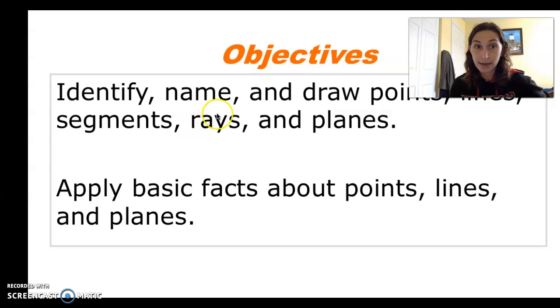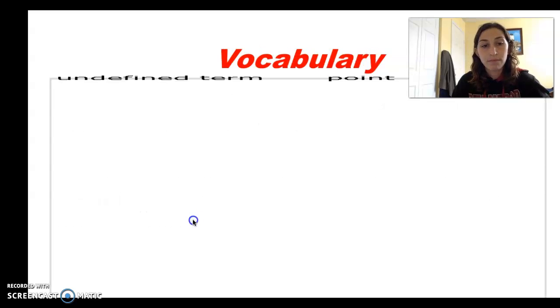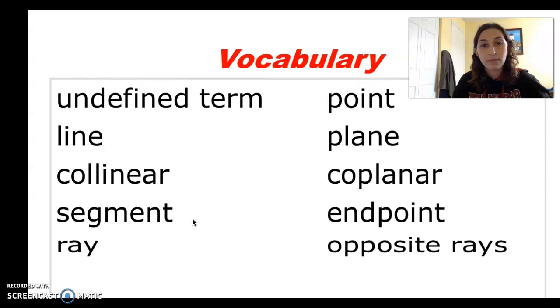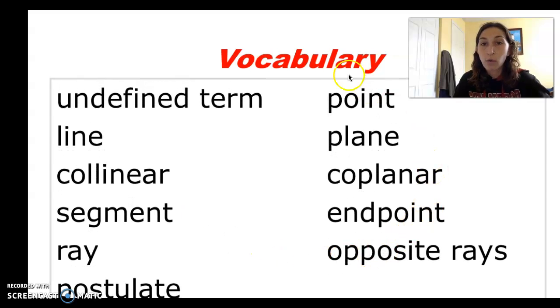So your objective is we're going to identify, name, and draw points, lines, segments, rays, and planes. And we're going to apply basic facts about points, lines, and planes. And just so everyone knows, I'm going to be making 2 videos on this. So this is part 1 of the lesson. So these are going to be the vocabulary terms that we are covering in the next 2 videos.